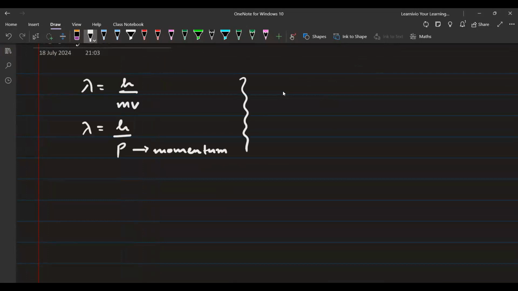Note this. We know that kinetic energy is equal to half mv square. If I multiply 2 on both sides, I will get 2 into kinetic energy is equal to mv square. On this side, the 2 and the half will cancel. I will get 2 kinetic energy is equal to mv square.